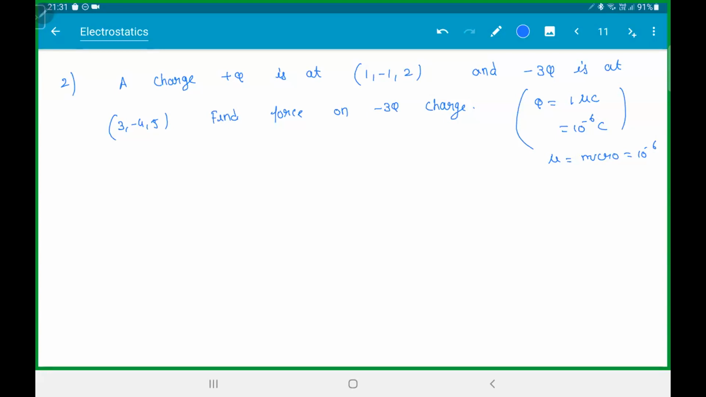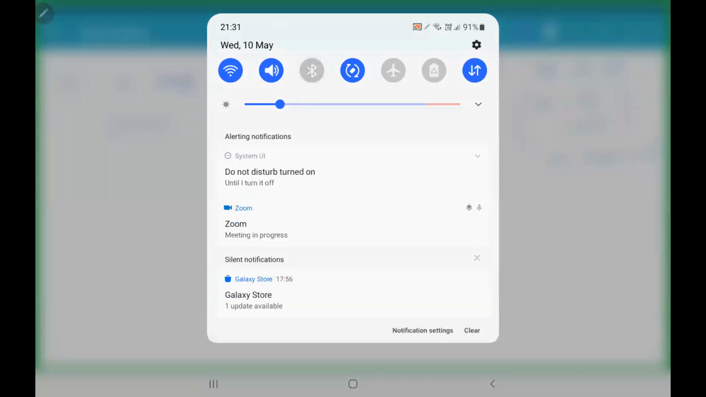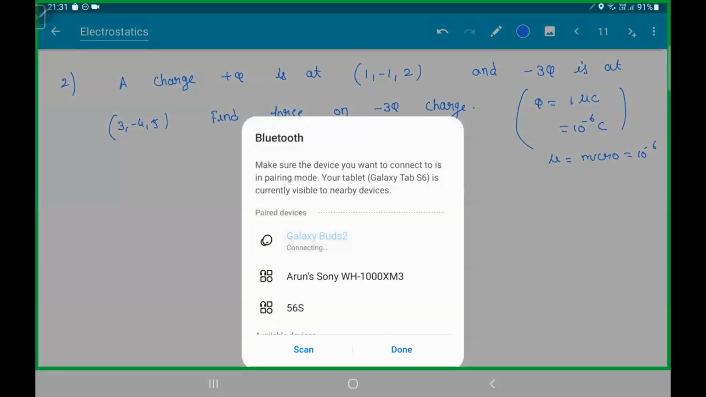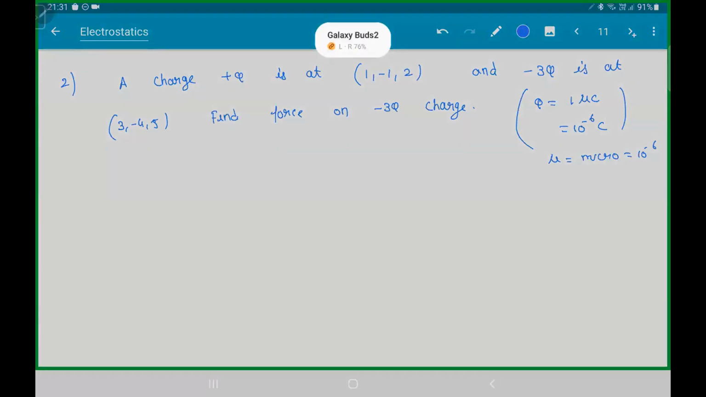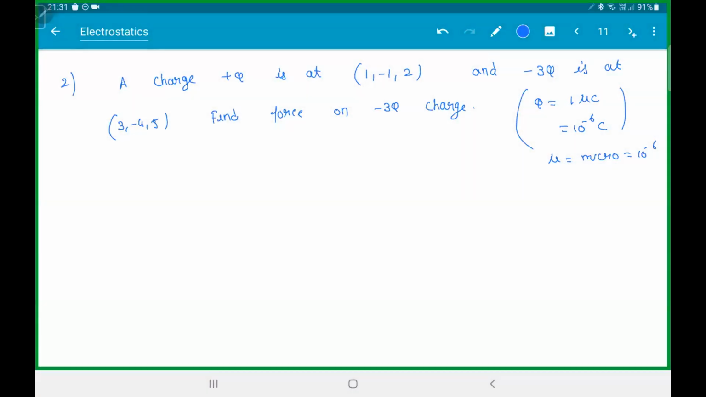Yeah, any answers? See, first thing you need to get: one charge is at Q, this one is at minus 3Q. So this is 1 comma minus 1 comma 2, and this is 3 comma minus 4 comma 5.